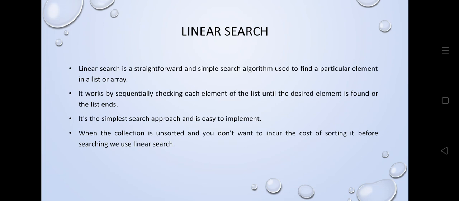Now we can look at what linear search is. Linear search is a straightforward and simple search algorithm used to find a particular element in a list or array. It works by sequentially checking each element of the list until the desired element is found or the list ends. It's the simplest search approach and is easy to implement. When the collection is unsorted and you want to avoid the cost of sorting it before searching, linear search is used.